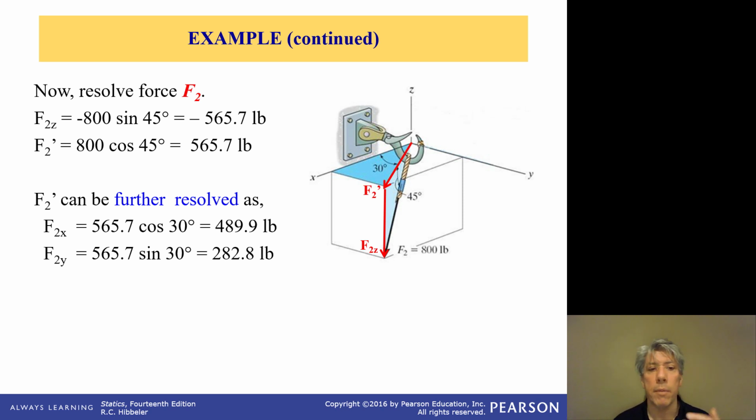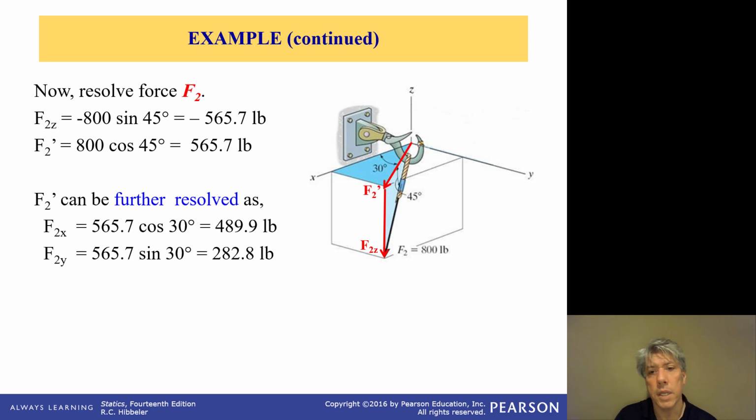So we take F2 prime and we further resolve it into an x component. Remember, its magnitude was 565.7 times the cosine of 30 degrees. So that'll give us the amount of the vector that lies along the x-axis, because that direction is touching the 30-degree angle, or it's adjacent to it. And F2y would be the sine side. You can think of this F2 prime as the hypotenuse of a triangle, and all we're trying to do to get F2x is to get the base of the triangle, and F2y, we're trying to get the y component, or the vertical component of the triangle, at least in the first quadrant.